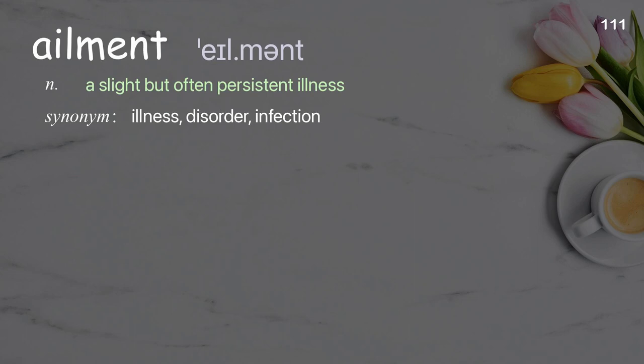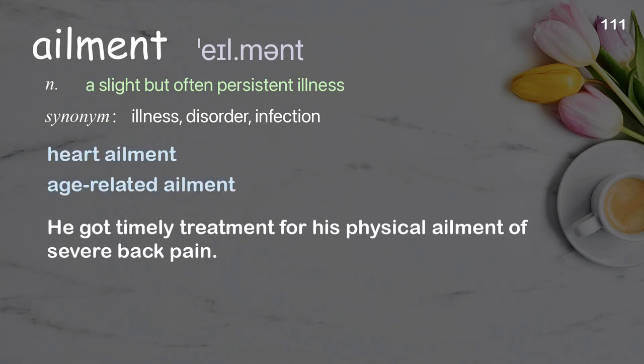Ailment. A slight but often persistent illness. Examples. Heart ailment. Age-related ailment. He got timely treatment for his physical ailment of severe back pain.